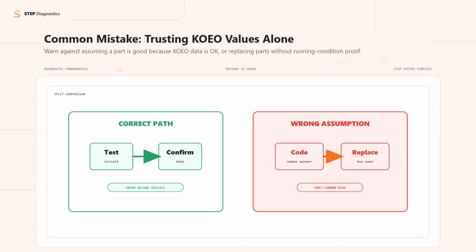A big mistake is believing that good KOEO scan values guarantee the sensor, wiring, or power is fine. In reality, many issues, bad grounds, weak supplies, or signal dropouts, only reveal themselves with the engine running. Replacing parts without confirming the failure under load wastes time and money.